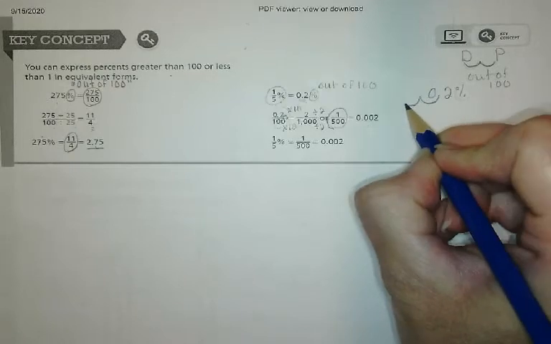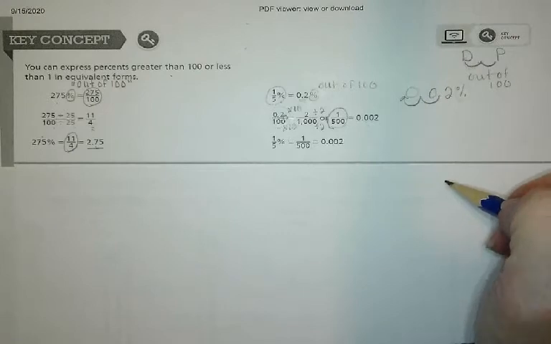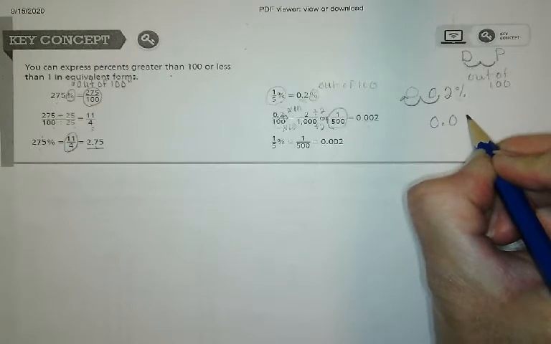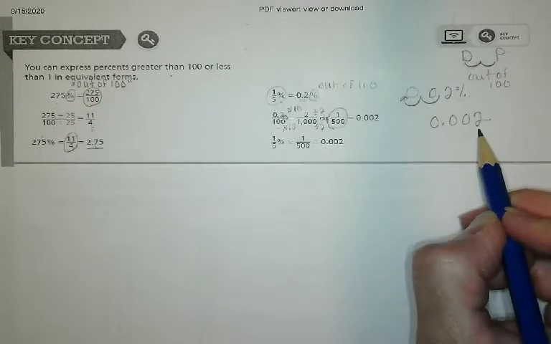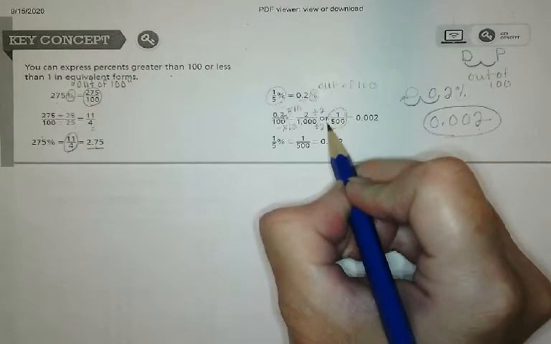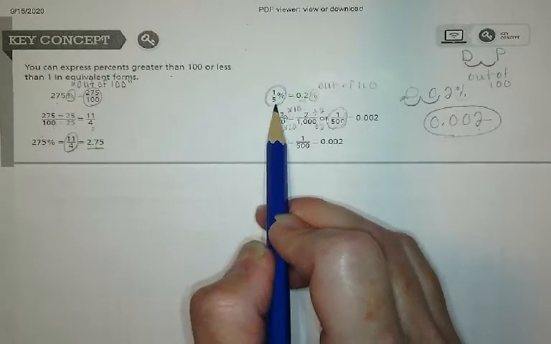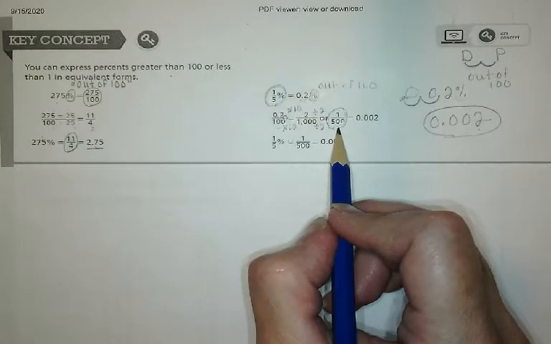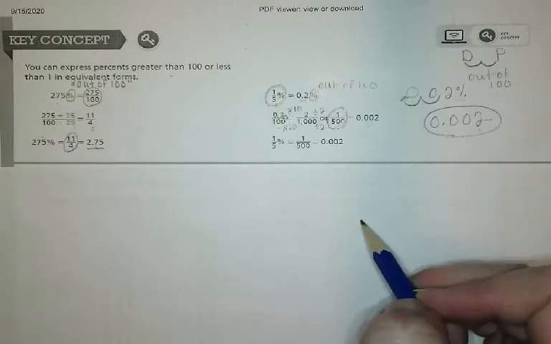1, 2. We're going to plug in a 0 placeholder. Our final answer in decimal form would be 2 thousandths. Circle the answer. So we have 1/5% written as a fraction is 1 out of 500, and as a decimal, it would be 2 thousandths.